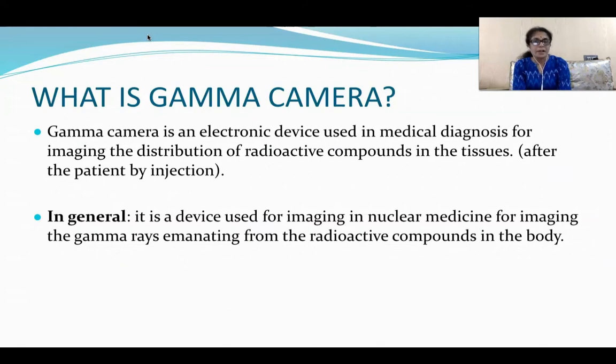So what is a gamma camera? A gamma camera is an electronic device used in medical diagnosis for imaging the distribution of radioactive compounds in the tissue after administration to the patient by injection. In general, it is the device used in nuclear medicine for imaging the gamma rays emanating from the radioactive compound in the body.